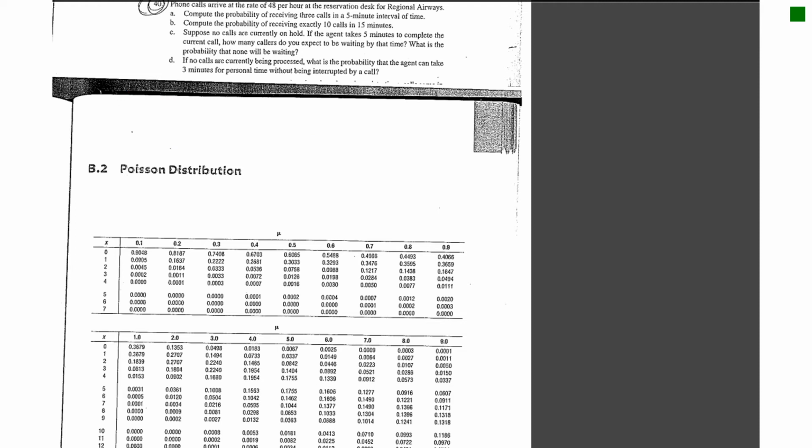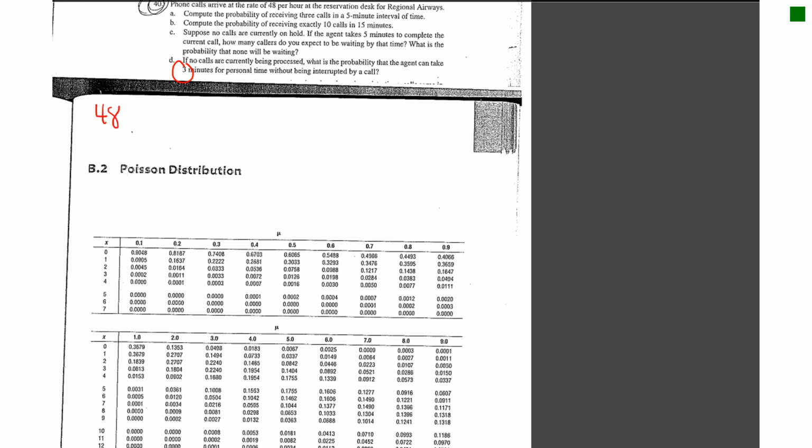Okay. Now on letter C, they go back to 5-minute intervals, which we already know is mu equal to 4. So when they ask how many callers you would expect to be waiting after the conversation, you'd expect 4. And then they want the probability that none would be waiting. You go back to your table, and the answer would be 0.0183.